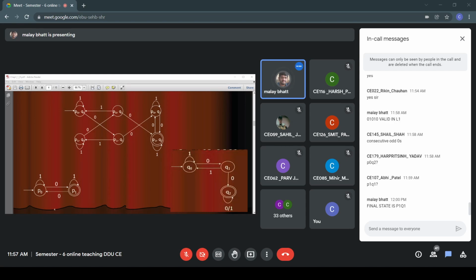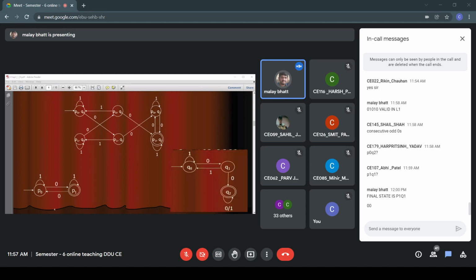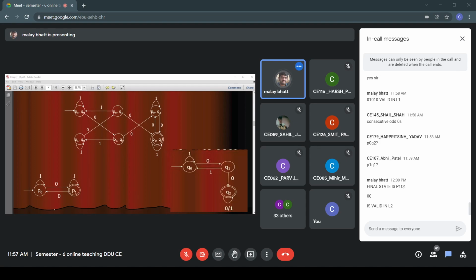Now you can see that P1 Q1 has P1 as an accepting state because the string is valid as per automata 1. But Q1 is not an accepting state because the string is not valid in automata 2. Similarly, we can consider another example. Where will 0 0 end up? The 0 0 is valid in L2. It contains the substring 0 0, so 0 0 is valid in the L2 language.